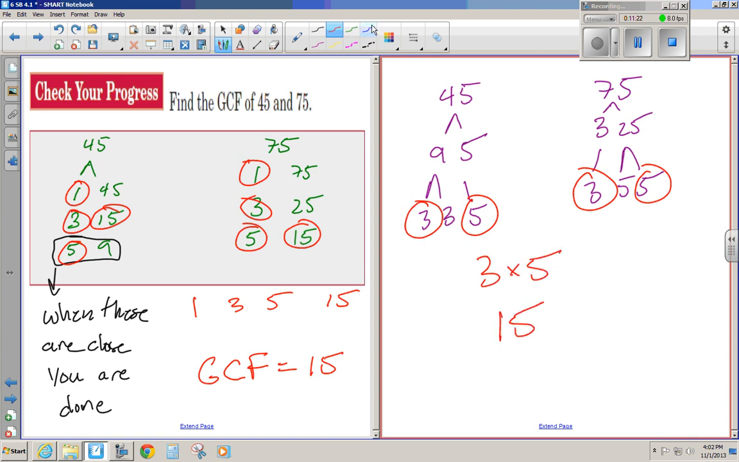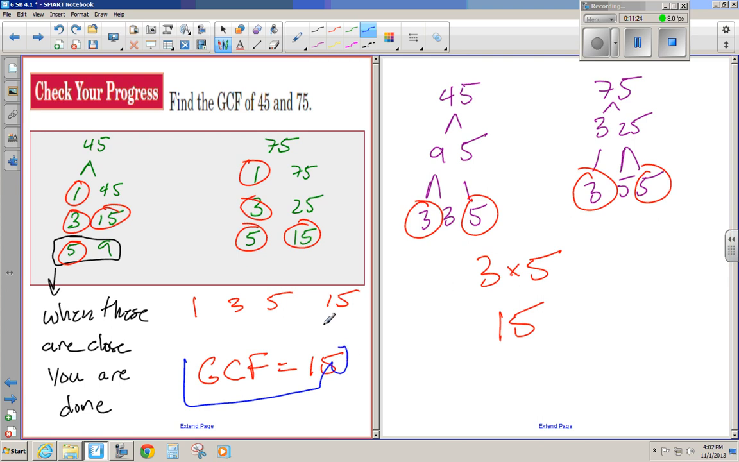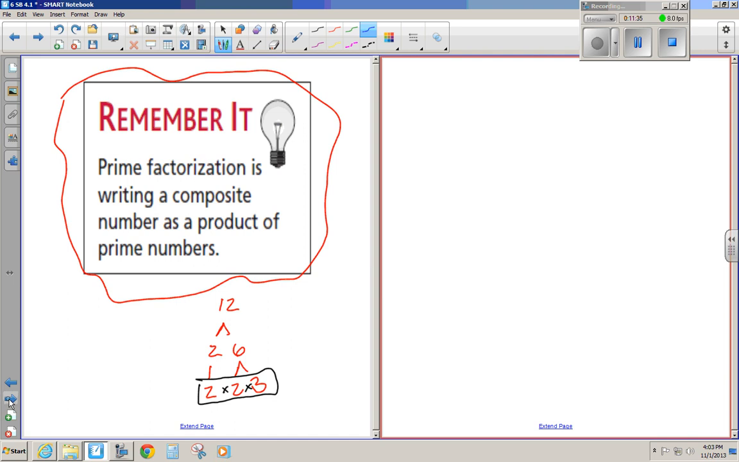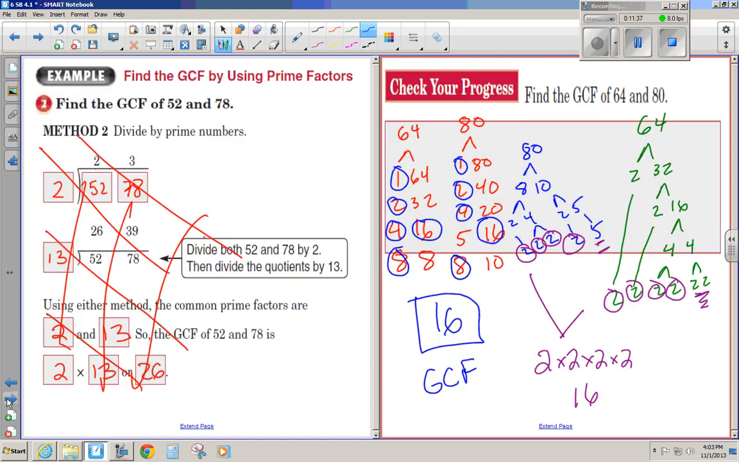That is what the greatest common factor was over here, 15. So prime factorization should help.